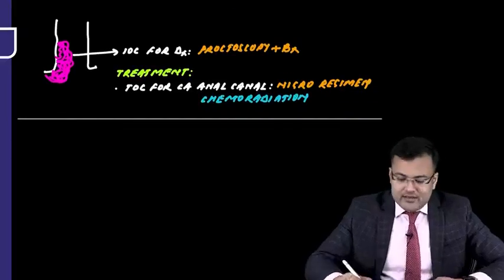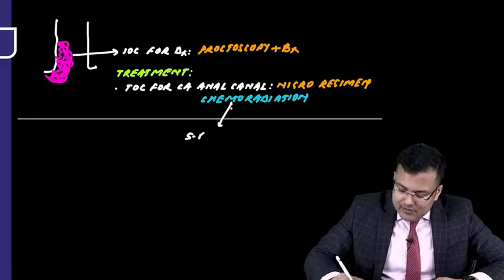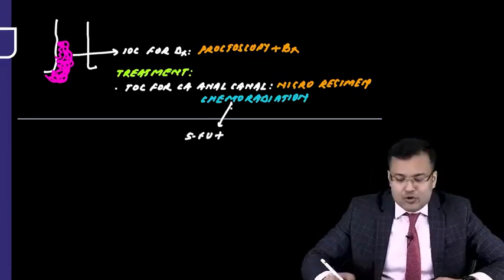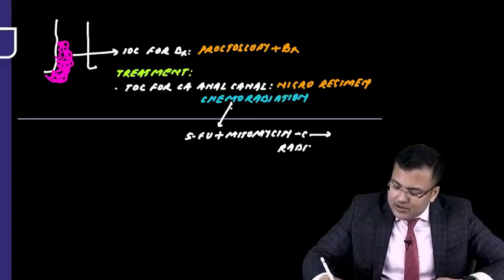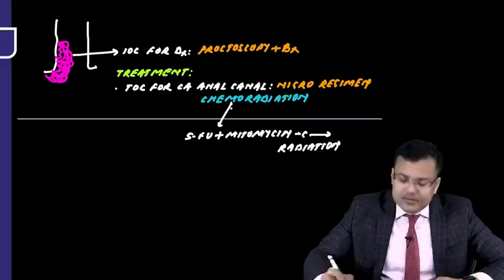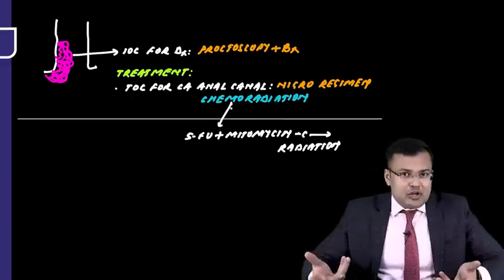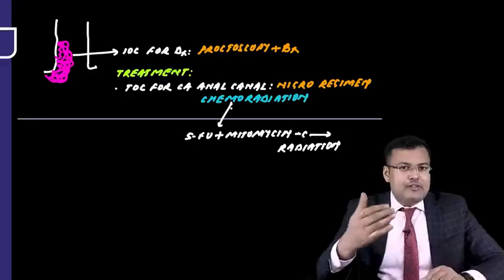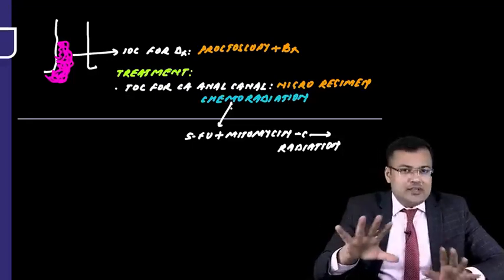So which agent is given in chemotherapy? We give 5-fluorouracil plus mitomycin C, followed by radiation. So it is chemoradiation, and you can't believe it, the tumor disappears. The tumor is so responsive that it disappears. If we go for a check biopsy after 6 weeks and the tumor has disappeared, nothing should be done.